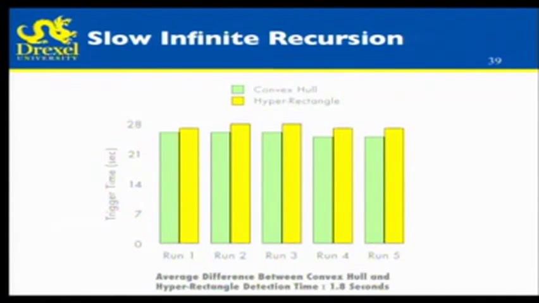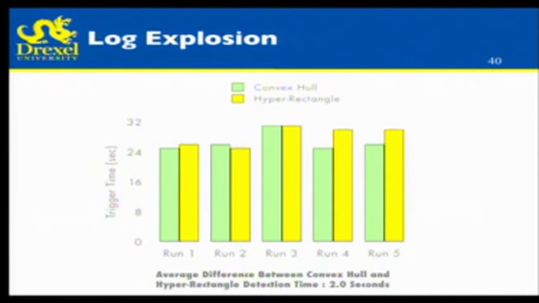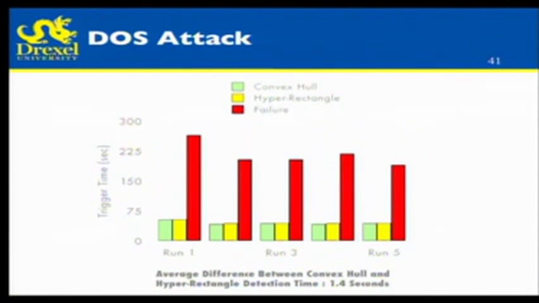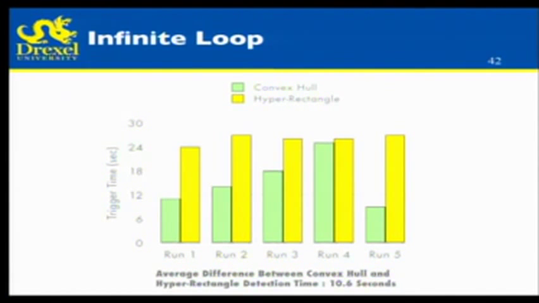So let me see. And we have some results here. The green is the convex hull, and the yellow is the hyperrectangle, which is the more generous approximation. If you look at the specific malware for infinite recursion, both of them were detected by both of these geometric models. Log explosion, which is a different kind of malware, similar results. Denial of service attack, the red bar represents when the software would have failed due to that denial of service attack. Both of those enclosures worked well. And the same thing for infinite loop, except that here you see that the convex hull was quicker in its detection.